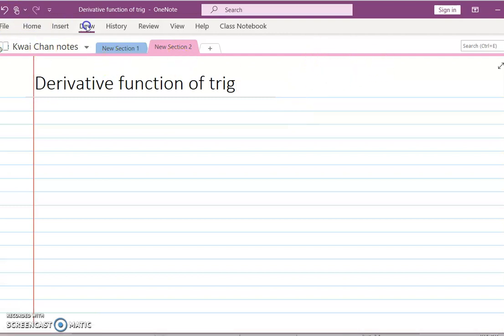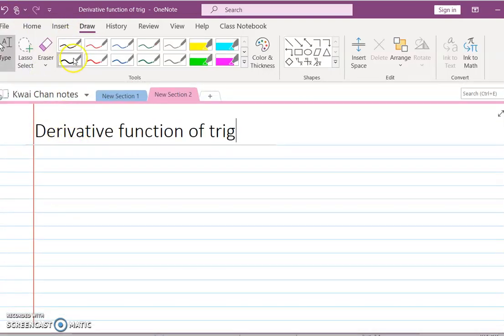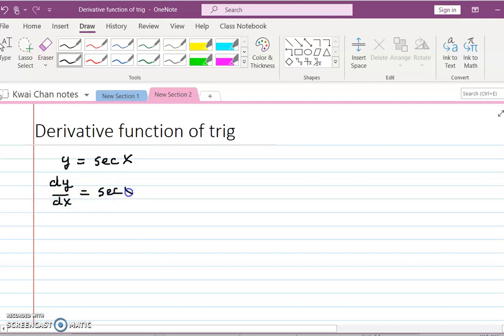So let's say we have a trig function, because after you do it, you have to simplify. If I have a function of secant x, if I do dy dx, what would happen? It will be secant x tangent x, right? If I do one more, d squared y dx squared, that means I have to do the derivative of the first derivative, secant x tangent x.